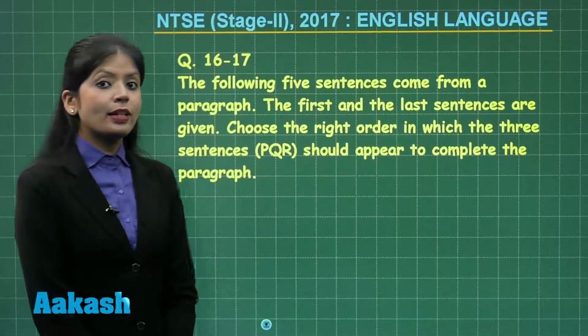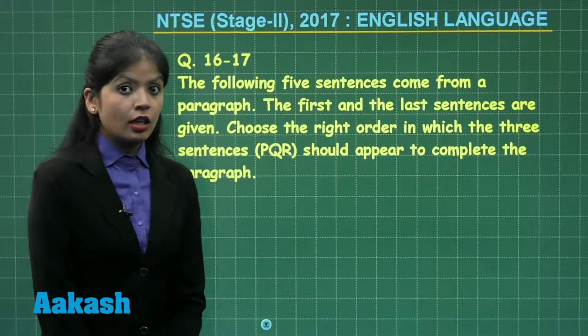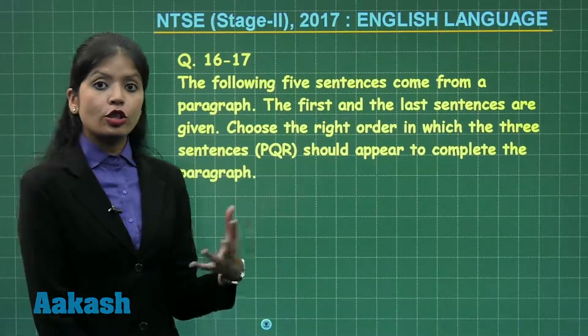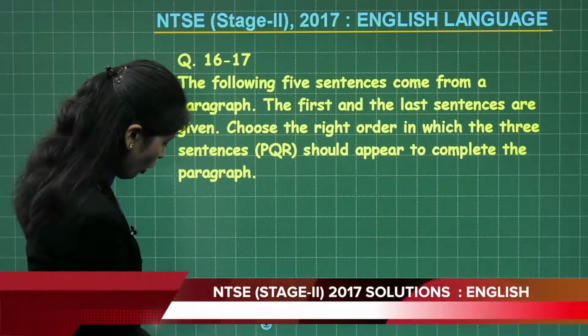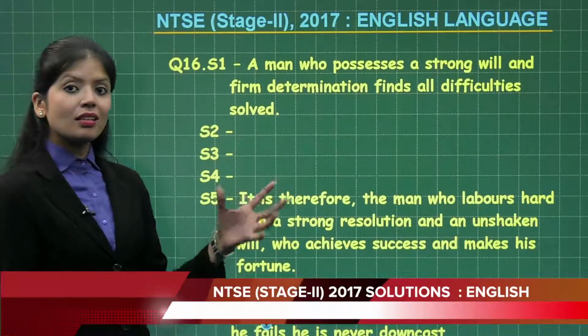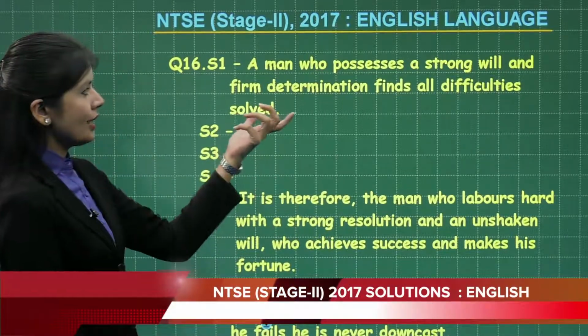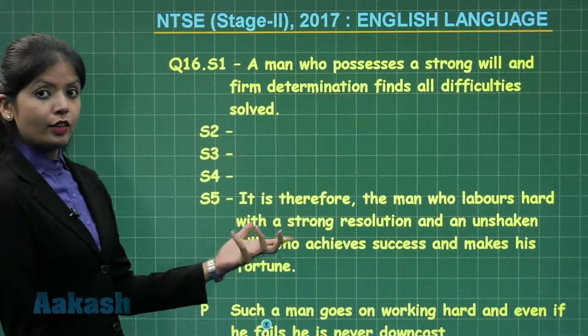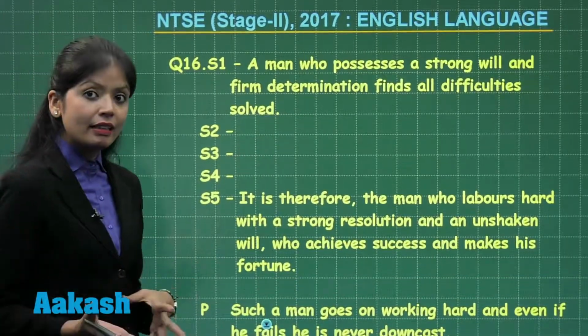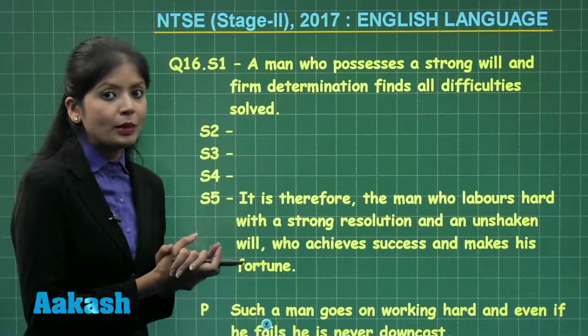Students, let's look at question number 16 and 17. Now both these questions are based on jumbled paragraphs. So all we have to do is sequence the given sentences into a coherent paragraph. Now the starting line is given, the ending line is given. You have three other lines which have to be rearranged and a suitable option has to be marked.